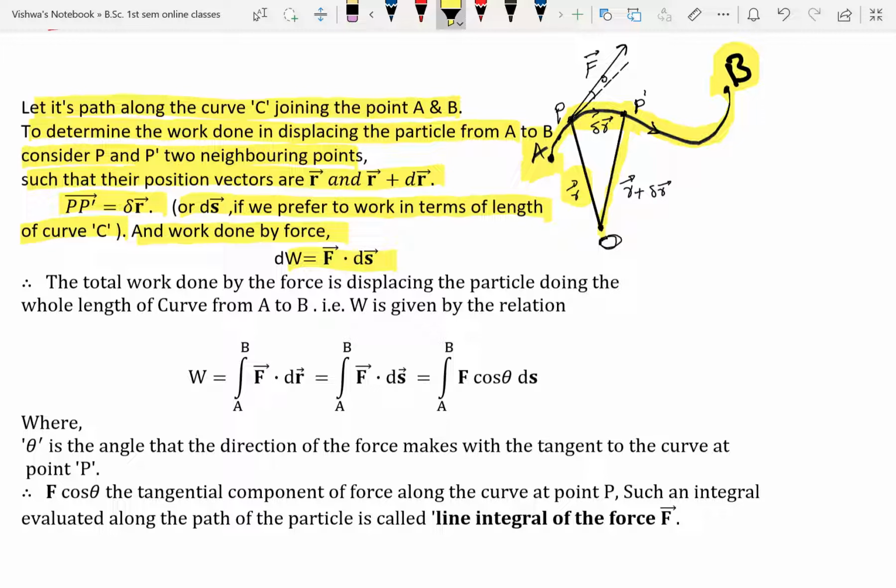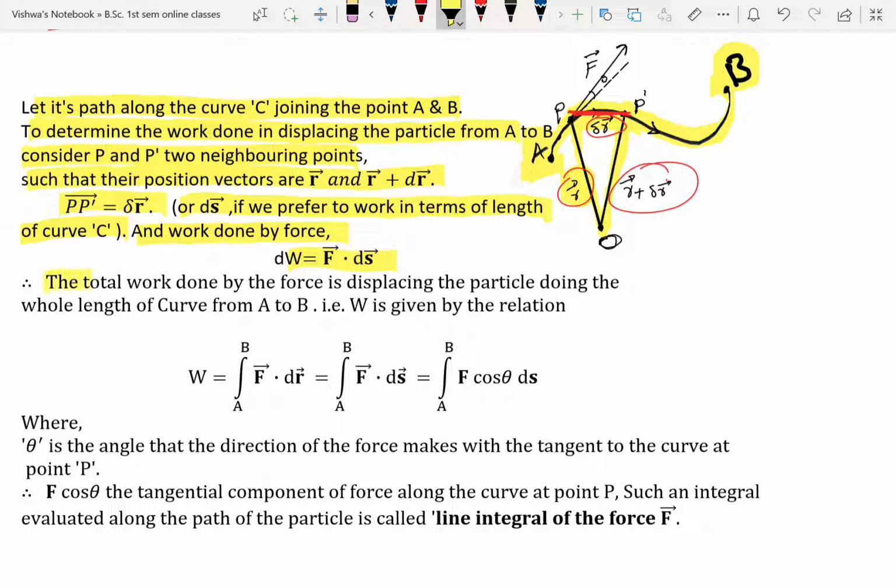Here we can find it in two ways. One is using the position vector, where we consider these quantities and delta r. In terms of length of the path, we can take ds. So ds is the displacement.